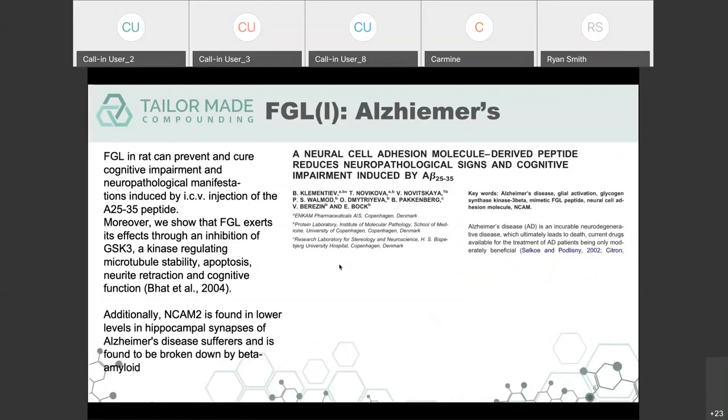Now we're getting into the two big areas that FGL is used in, and number one of which is Alzheimer's. This is where a lot of the money and the research is going, and as I mentioned before on a couple of webinars, when companies like Pfizer and Merck are shutting down a lot of their neurodegenerative research departments, this is especially exciting. There have been a ton of studies in Alzheimer's, and this is where it started to gain a lot of traction in Europe, particularly in Denmark.